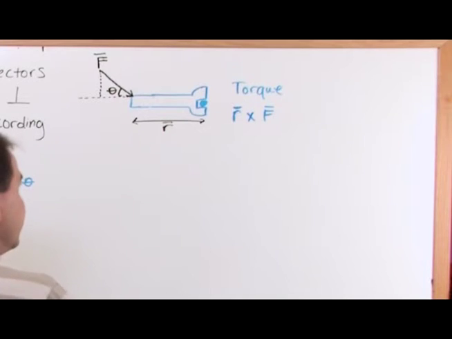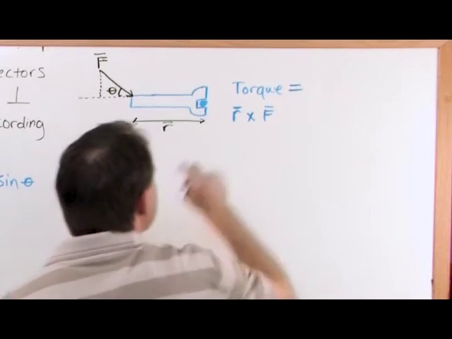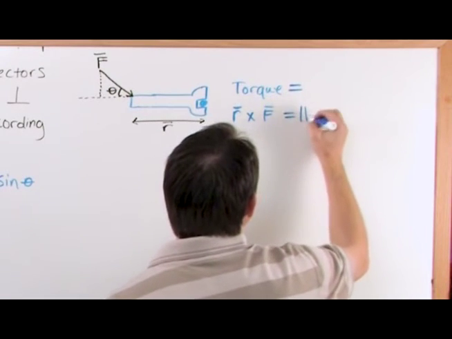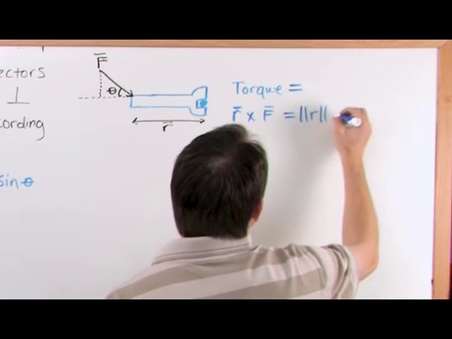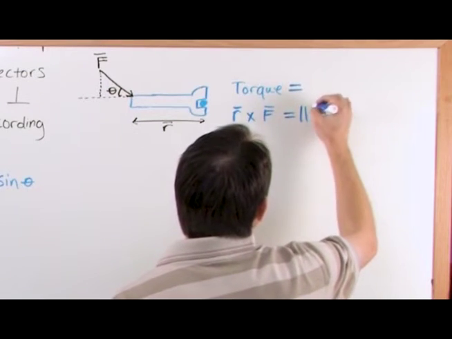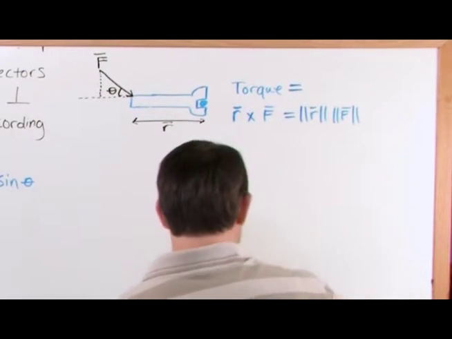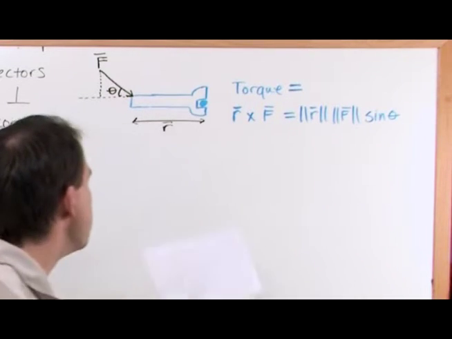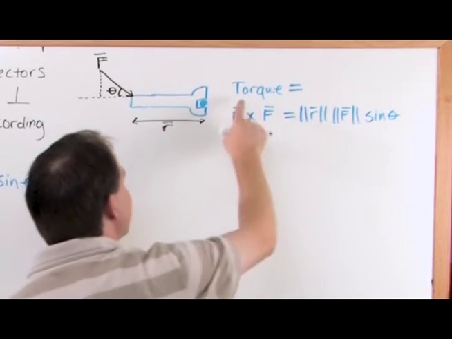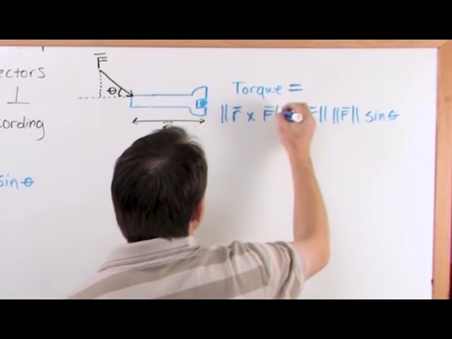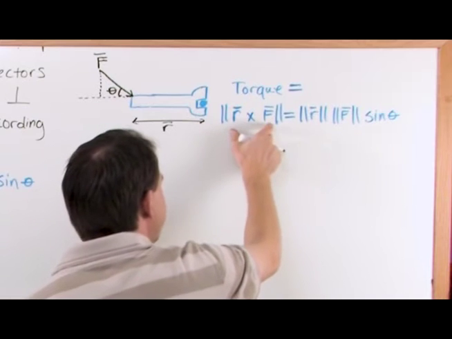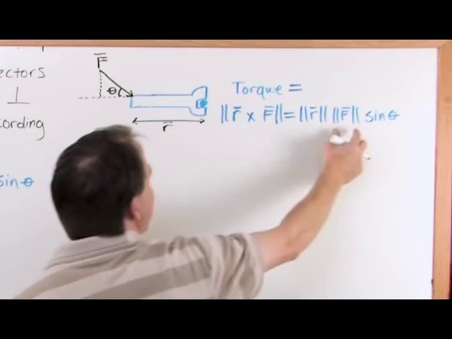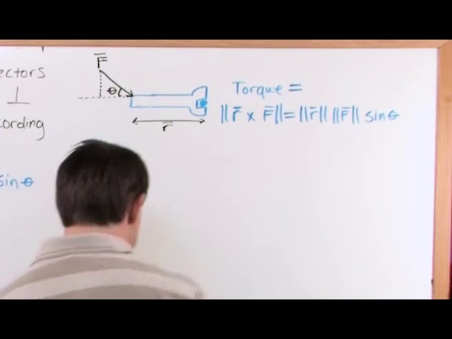So what I want to actually do is say that torque is equal to R cross F, which is equal to what we've already been talking about: the magnitude of R times the magnitude of F times the sine of theta. I should say the magnitude of the torque. The magnitude of R cross F is the actual amount of torque you're applying to this nut here: the magnitude of R times the magnitude of F times the sine of theta.